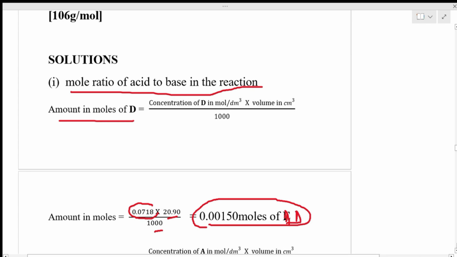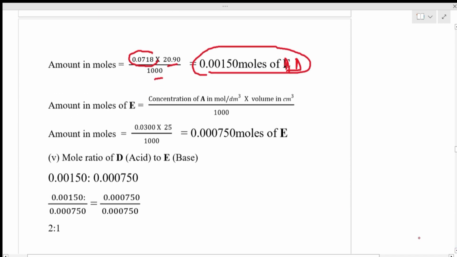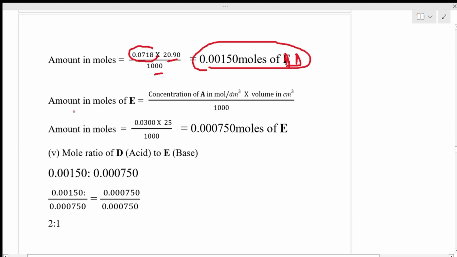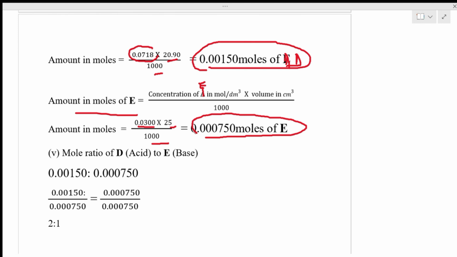Thank you. So the next one, for E now. For E we have the same formula: 0.0300 times 25, where 25 is the volume pipetted, divided by 1000. All right, everything will give us this. Can you see now? Successfully, we now have the moles of the acid and the moles of the base. But the question says, what is the mole ratio? Let's get the mole ratio.